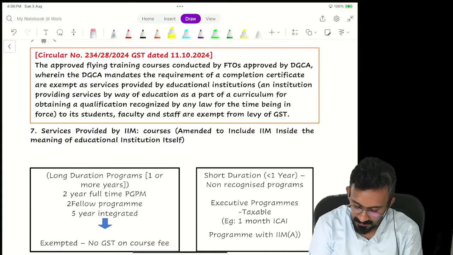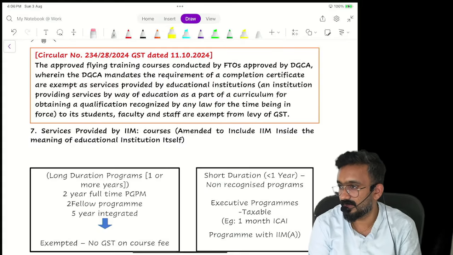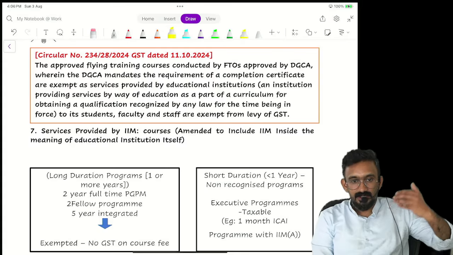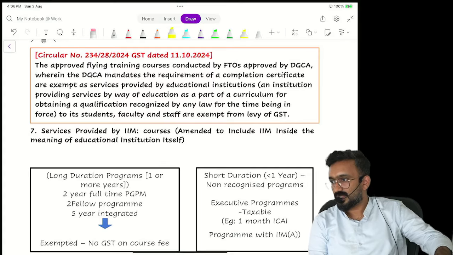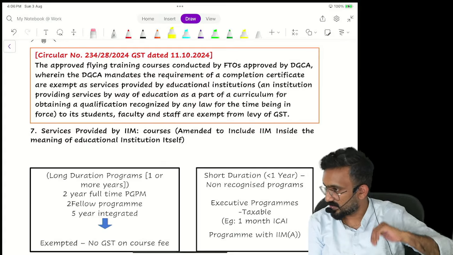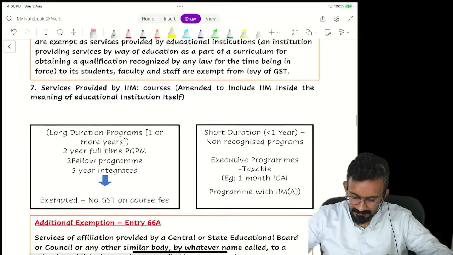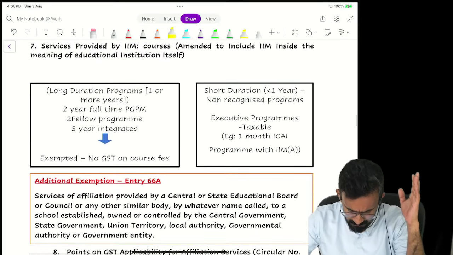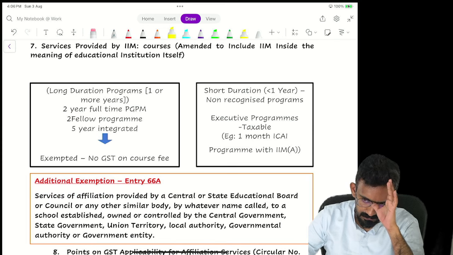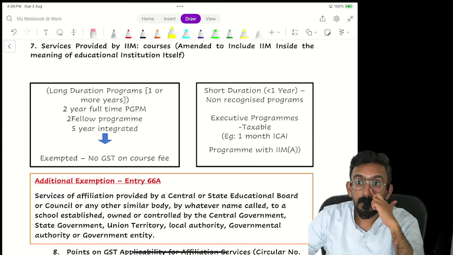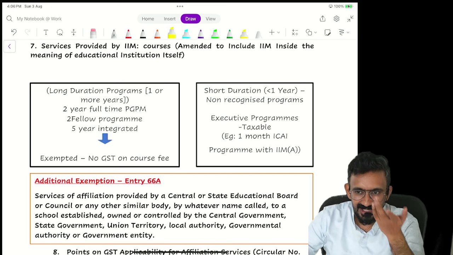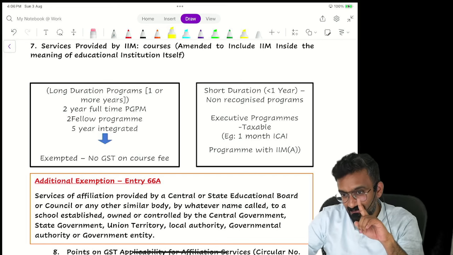To students, staff, faculty exempt. That exemption will be applicable to DG shipping courses, approved courses, and DGCA approved courses. That's how you remember it for the exam. What about IIM? Which category? Second category. Sorted here, but they have clarified.